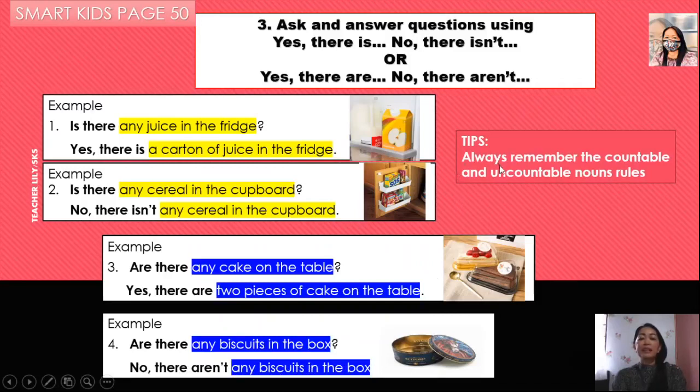So the tip here is to always remember the countable and uncountable nouns rules. Okay, so I guess you understand this. If you do not understand, you can ask me later or you can watch this video later on.